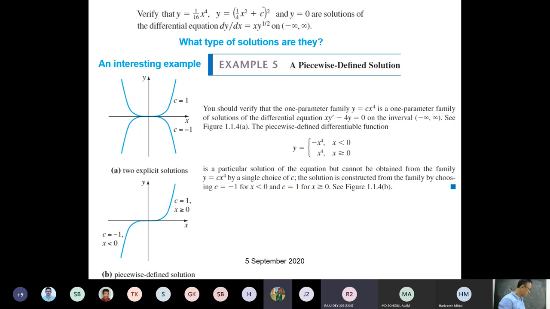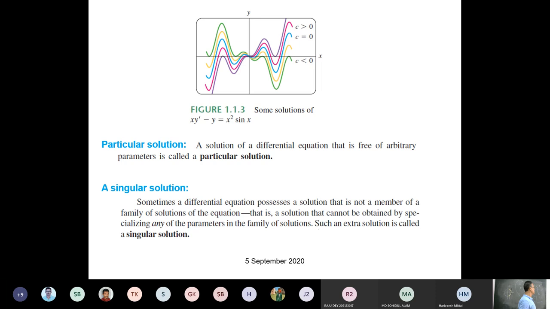But now, can I get this solution from the one-parameter family of solutions here? No, right? That solution does not belong to this one-parameter family of solutions. Such solutions, depending upon the order of the differential equation, which do not belong to the family of solutions, are called singular solutions. So a singular solution is what? Sometimes a differential equation possesses a solution that is not a member of the family of solutions of the equation. That is, a solution that cannot be obtained by specifying any of the parameters in the family of solutions. Such an extra solution is called a singular solution.